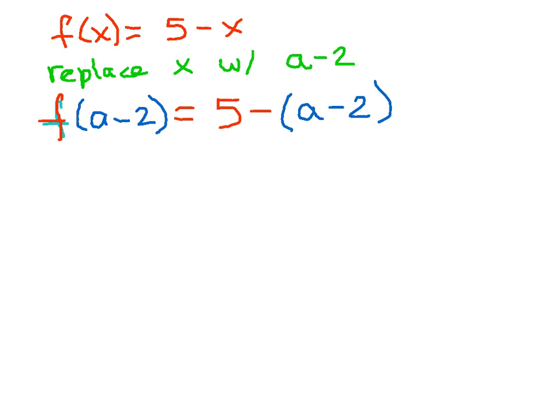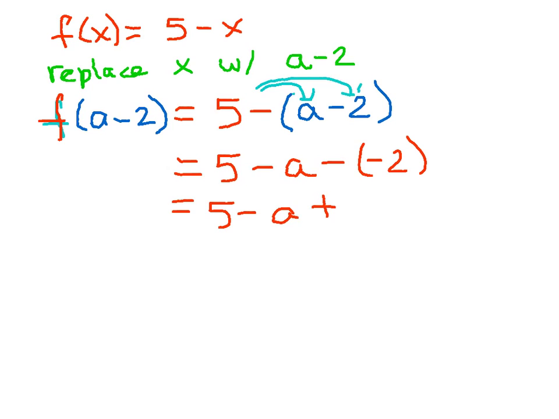And now, I need to remember that I have to distribute. I need to distribute my negative sign to both terms. That's why the parentheses is there. So this is going to be equal to 5 minus a negative 2, which gives me 5 minus a plus 2, which simply gives me 7 minus a, and that's my final answer. So all I'm doing is looking for f of a minus 2. Wherever I have x in this equation, I simply substitute a minus 2, and I simplify it, and I'm done.